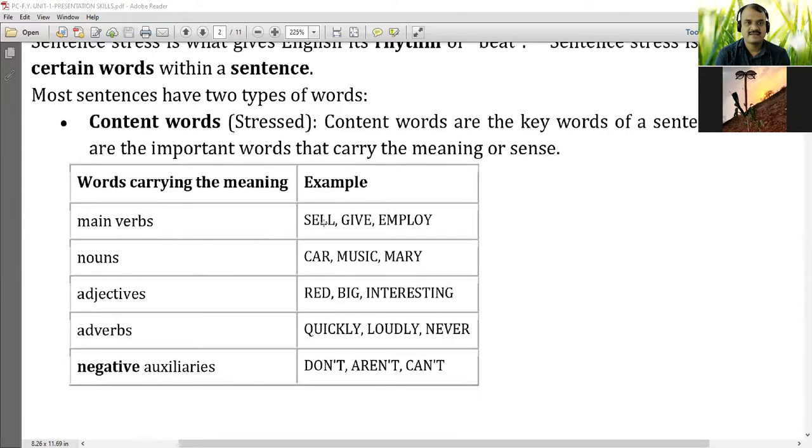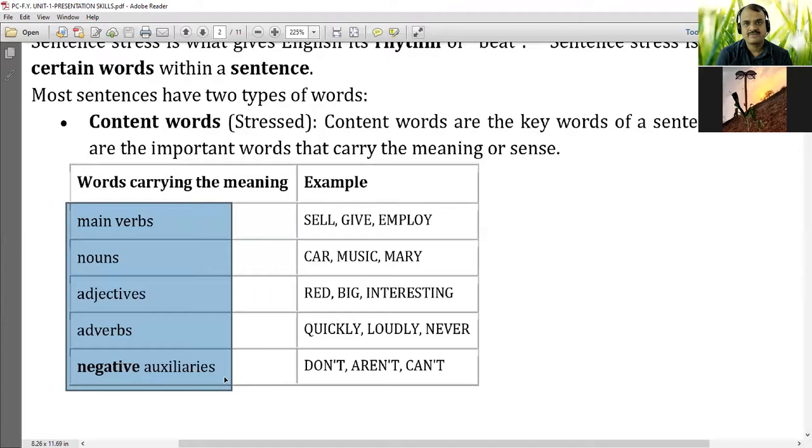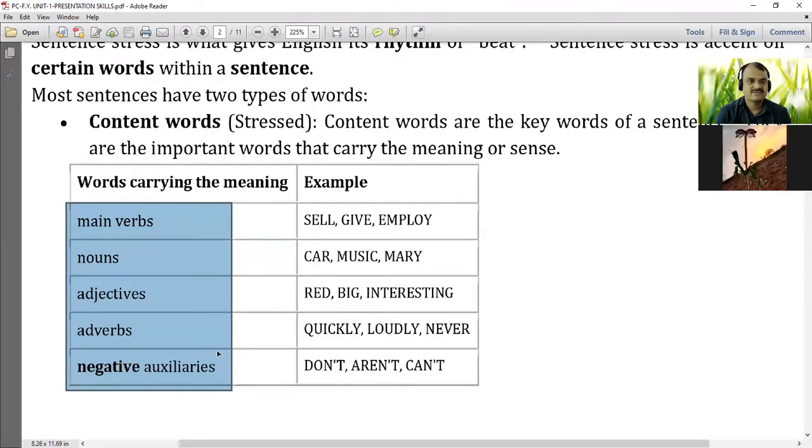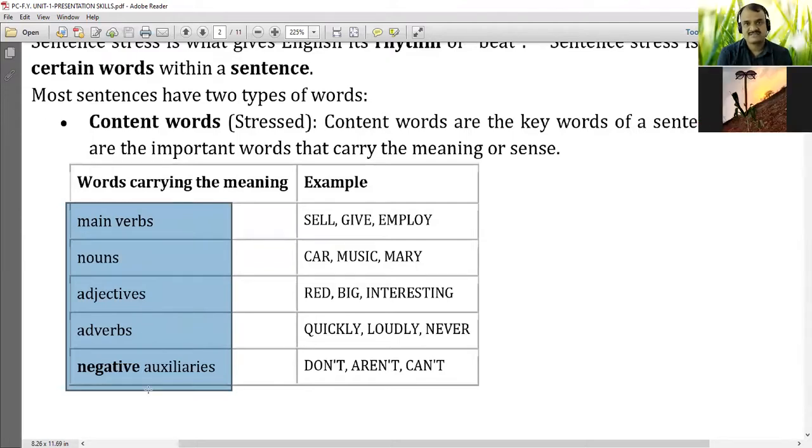Is it visible? Yes. So here we have seen what the content words are, how they are important, why they are important. Because they carry the meaning of the speaker. Okay, so main verbs, nouns, adjectives, adverbs and negative auxiliaries are stressed and they are the content words. They have independent meaning, and on the basis of words in these categories, the next person can understand what the speaker intends to say. Is that clear?